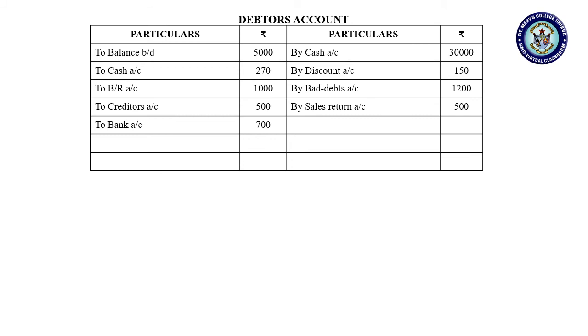And the last one, that is closing balance, that is debtor balance, it is credit side. By balance carried down 8,000. Okay, next you find out the total. Again, the credit side is more. So first you calculate the total of the credit side, then you write it on both the sides, debit as well as credit.